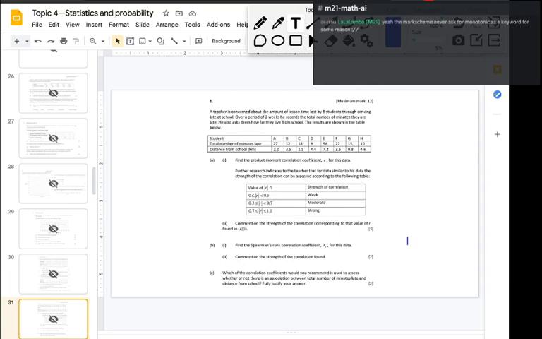I really don't know why the mark scheme never asked for monotonic, but that was what I know. Yeah, so just in case, just include it. Okay.